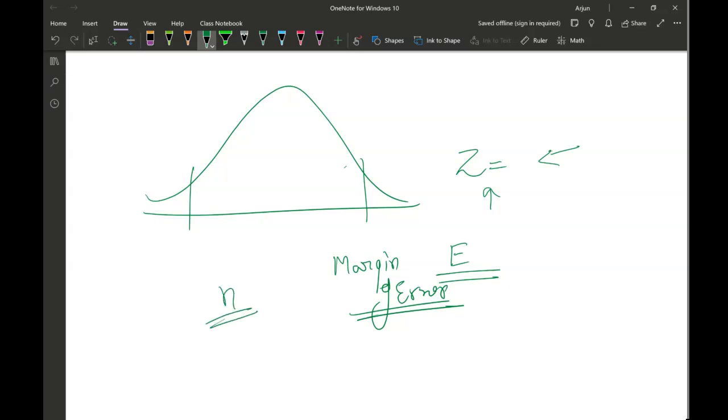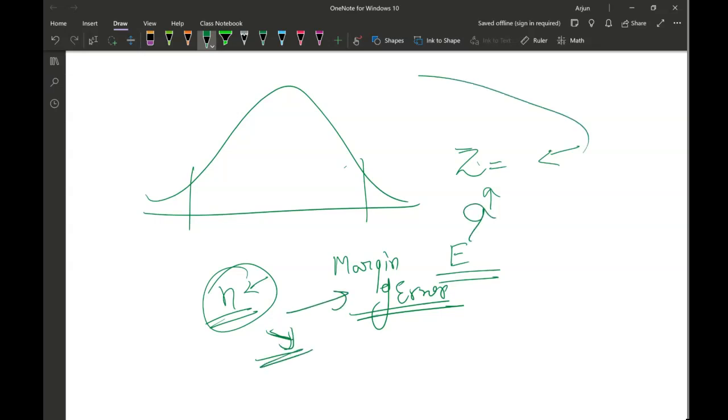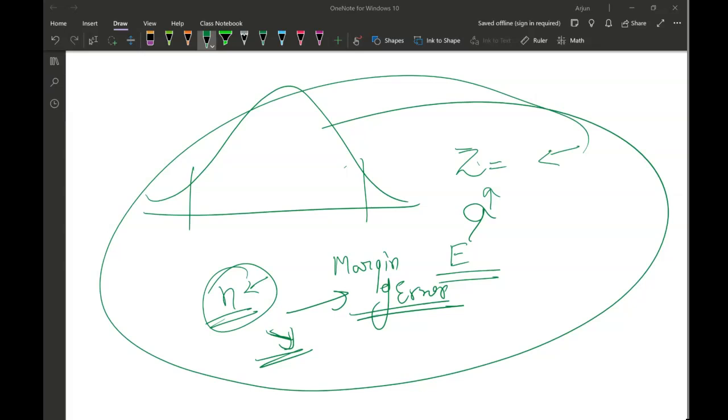And what should be the minimum sample size for data? You will be given the z value and everything, so you have to calculate the sample size. So these 3 types of questions you must do for the final.